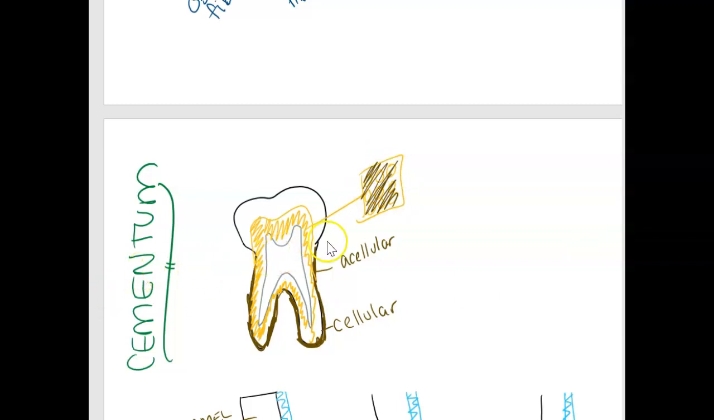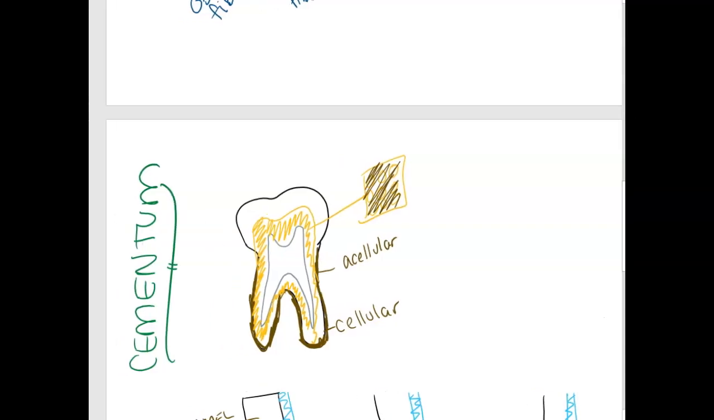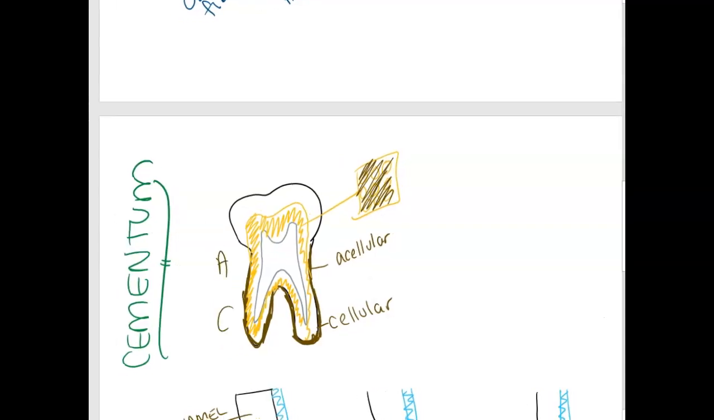Now we do have layers or types of cementum. We have something called acellular cementum and then cellular cementum. Notice that the acellular cementum is drawn a lot thinner compared to the cellular, which is a lot thicker. And the way I remember it is alphabetically. A comes first in the alphabet, so I'm going to put A over here. C comes later in the alphabet, so it goes towards the root. Okay, so A is first and then C. A for acellular and then C for cellular.